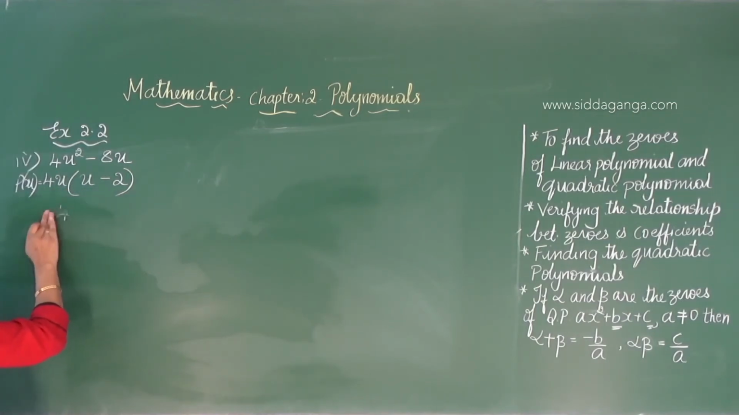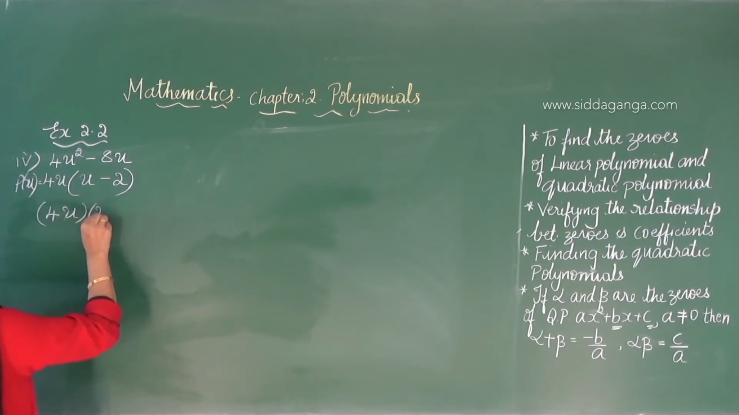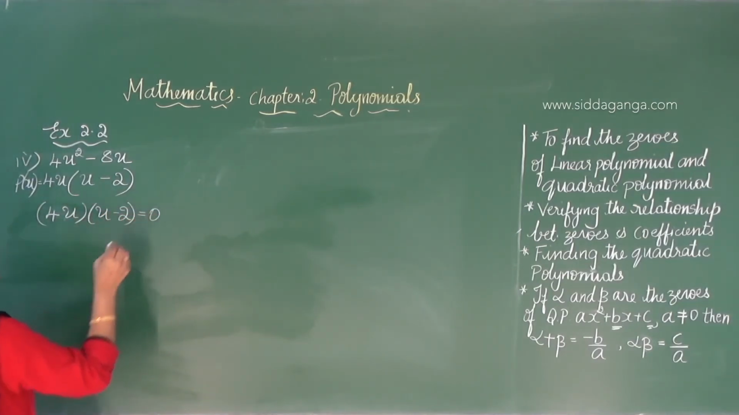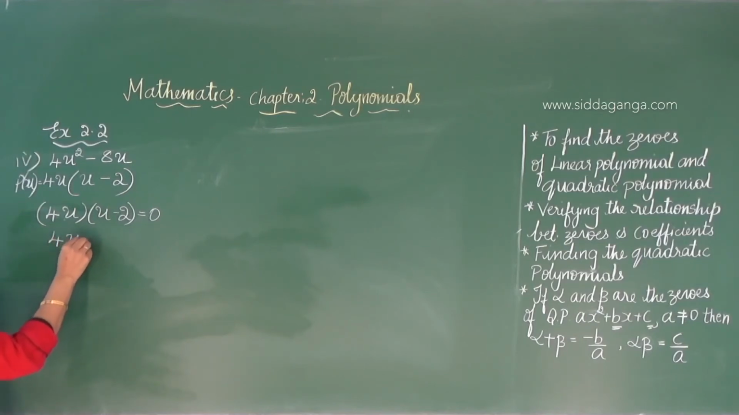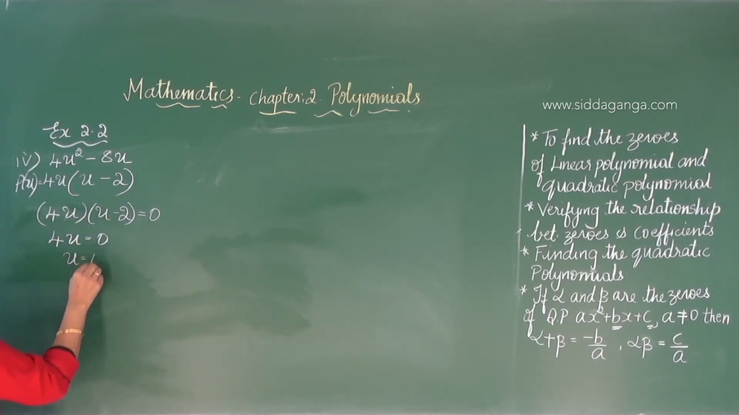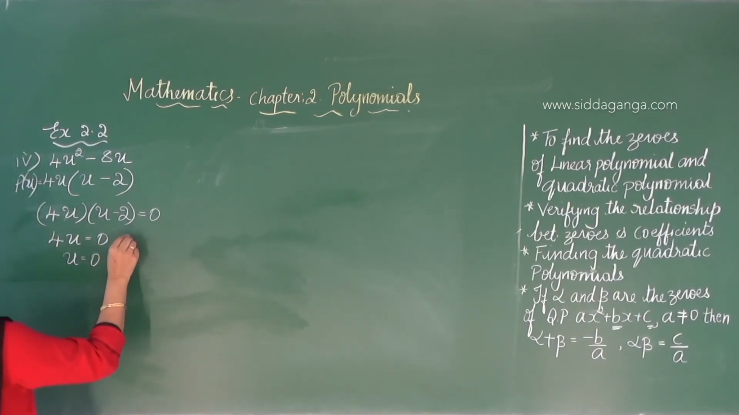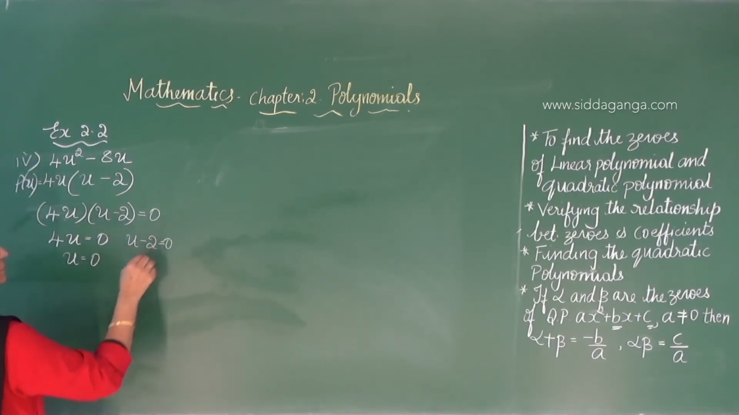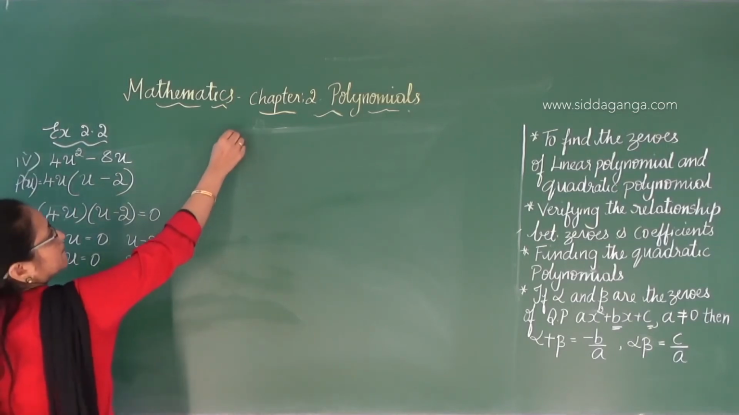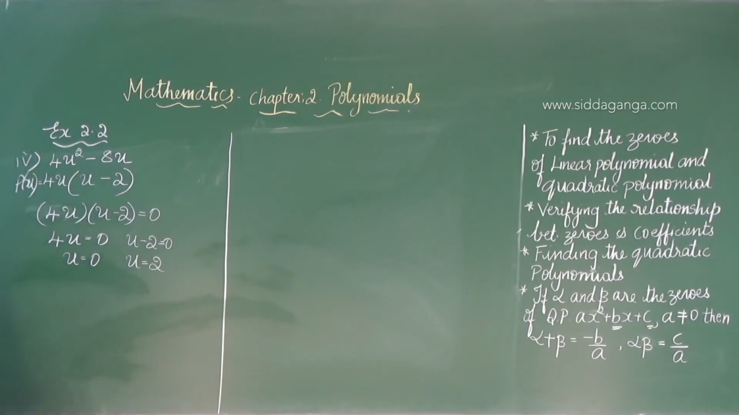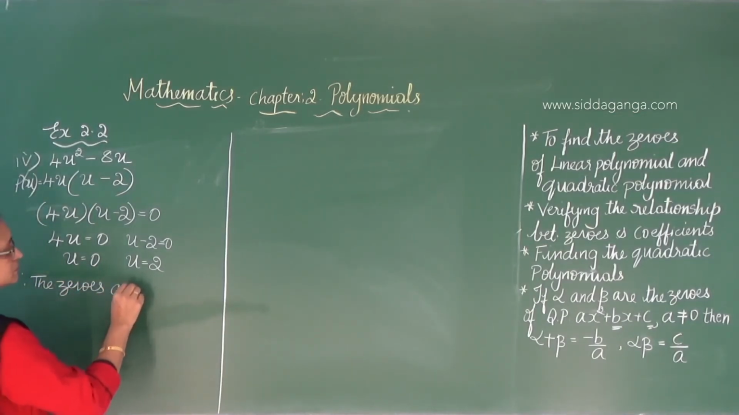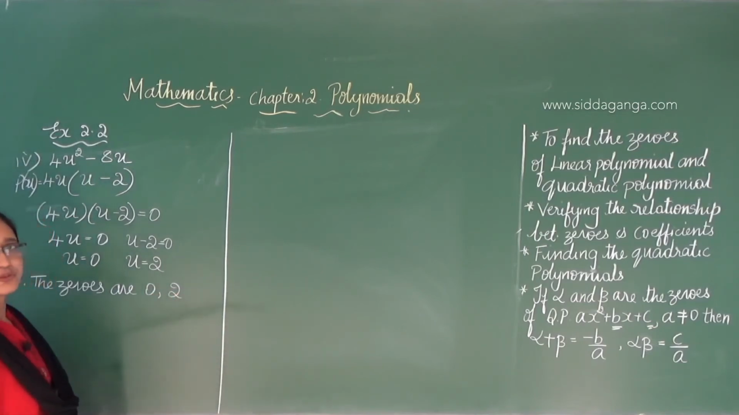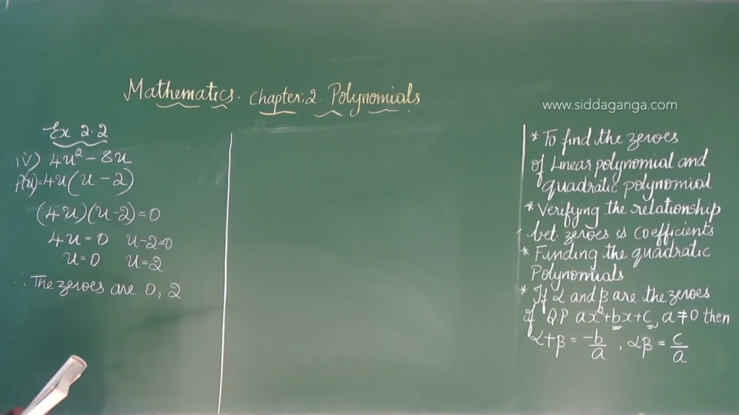So what you have to do is get the zeros: 4u and u minus 2 is equal to 0. Now 4u is equal to 0, so u is equal to 0, since 0 by 4 is 0. Next, u minus 2 is equal to 0, so u is equal to 2. Therefore the zeros are 0 and 2.